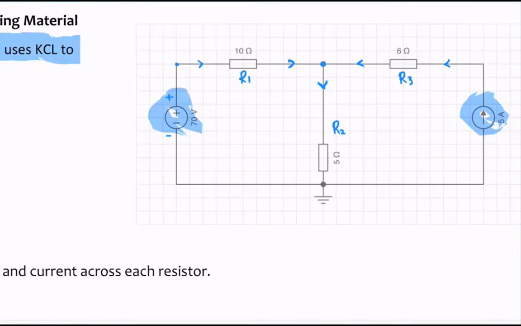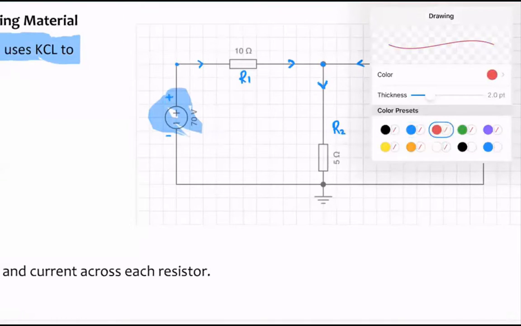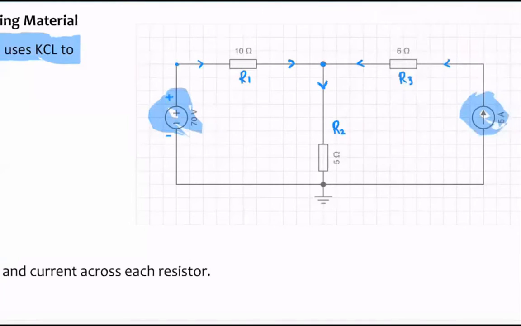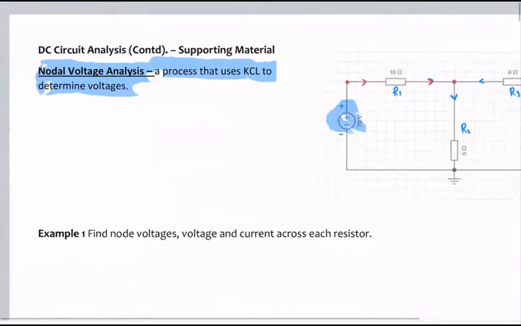Remember, the current is always going to flow in the direction from higher potential to lower potential. So for example, here, the electric potential is going to be higher at this node compared to this node. Therefore, the flow of the current is going to be in this direction. Okay, so just remember that.